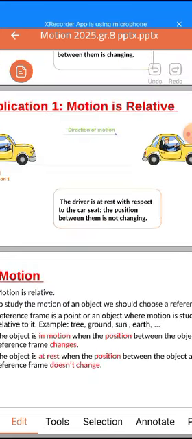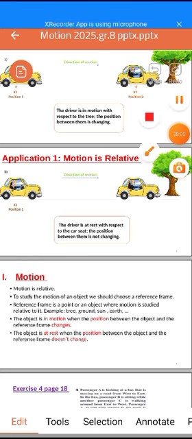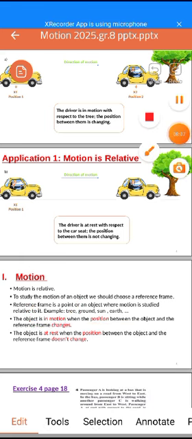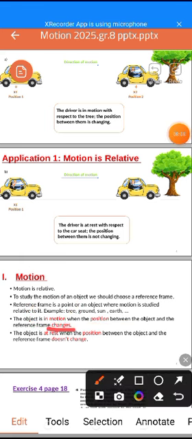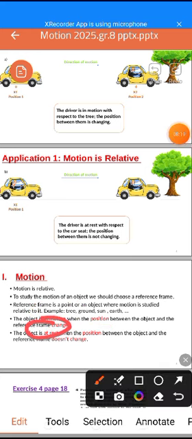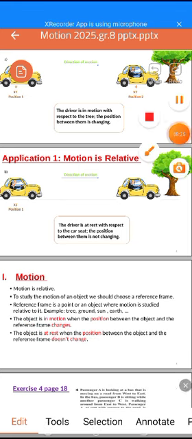So, when can we say that the object is in motion? The object is in motion when the position between the object and the reference frame changes. It's considered in motion if the position between the object and the reference frame changes. While the object is at rest, we consider it at rest when the position between the object and the reference frame doesn't change.